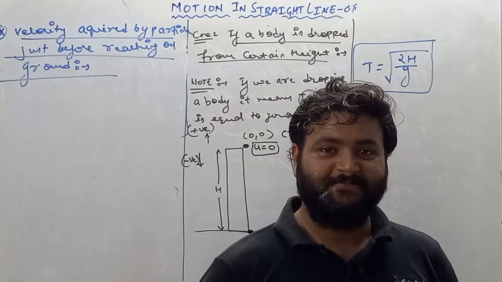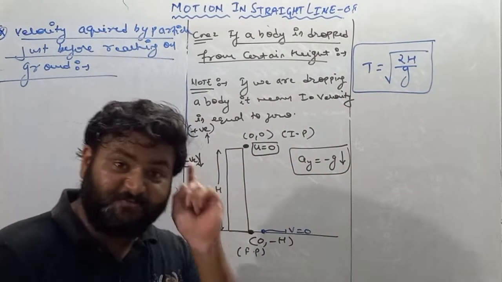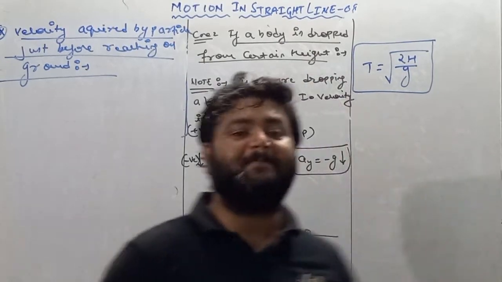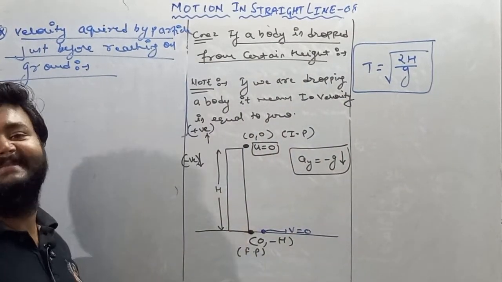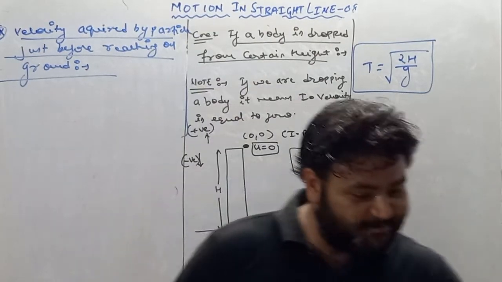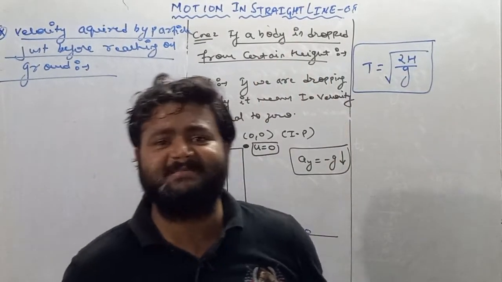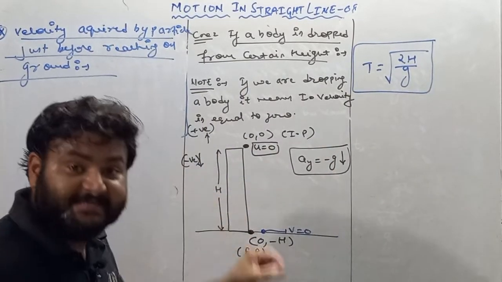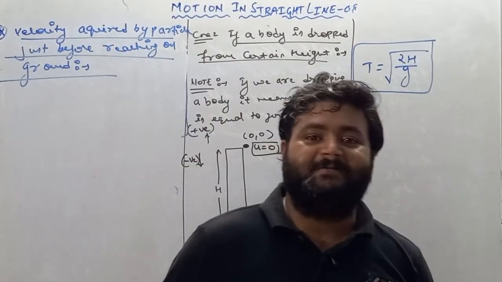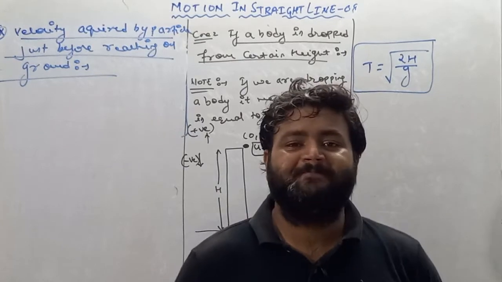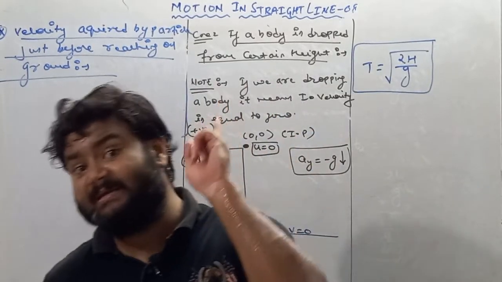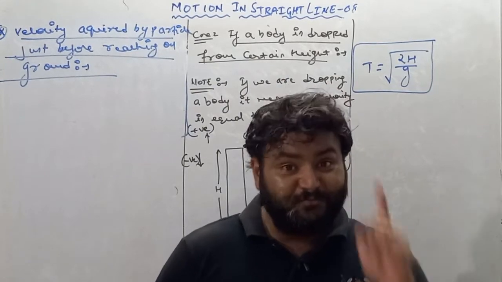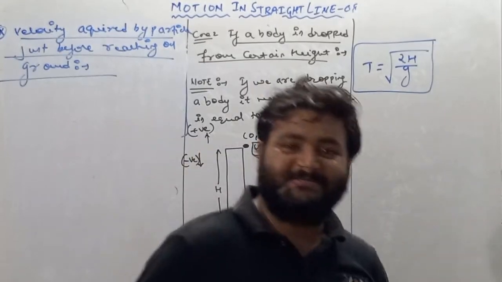My dear student, we are interested to find that velocity only, the velocity achieved by the particle just before reaching the ground. Because we know that once the particle reaches the ground, its velocity is 0. Simple. But when the particle has not reached the ground, just above the ground, the particle carries some velocity. We are interested to find that velocity, my dear student.